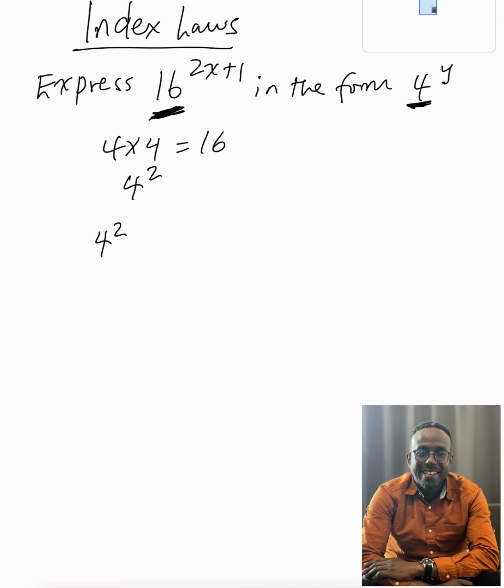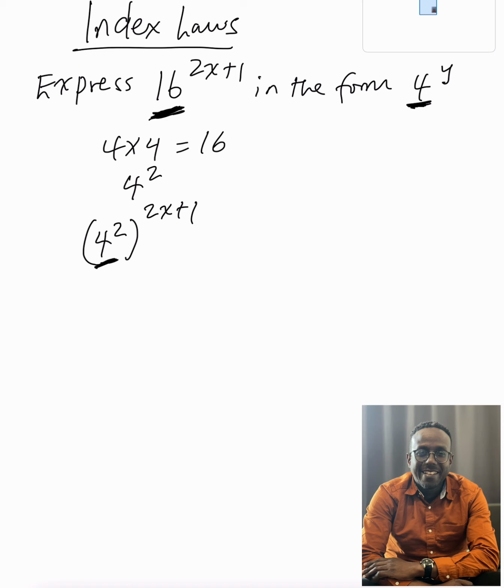And remember, all that 16 is to the power of 2x plus 1. So that's what we need to do. And once we do that, we are on track here. 4 squared, all that is in bracket because this still makes 16, and we have to the power of 2x plus 1. So now what we need to do is apply our knowledge of indices. So we have the squared there.